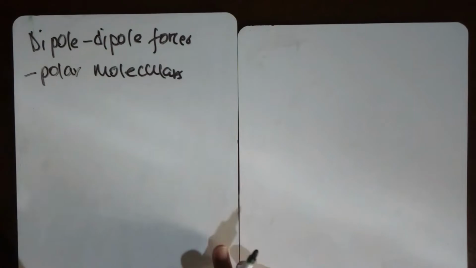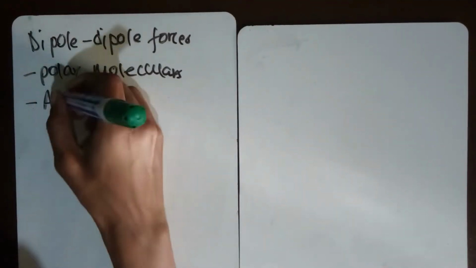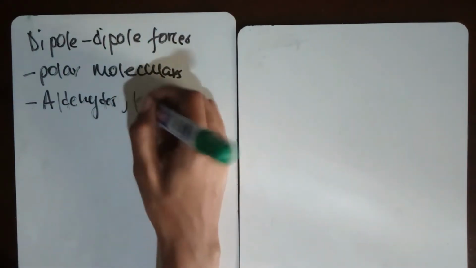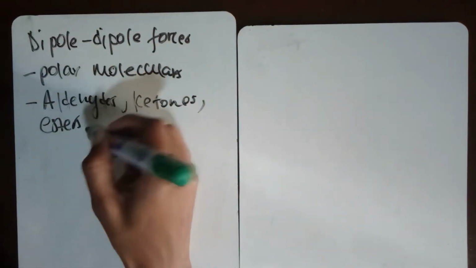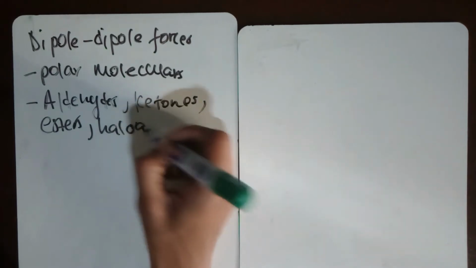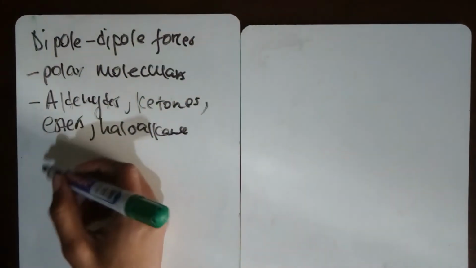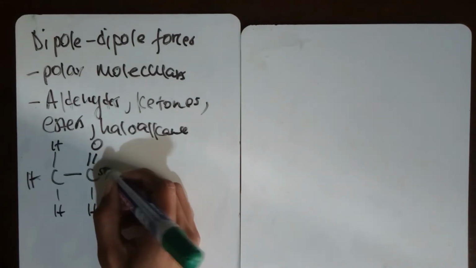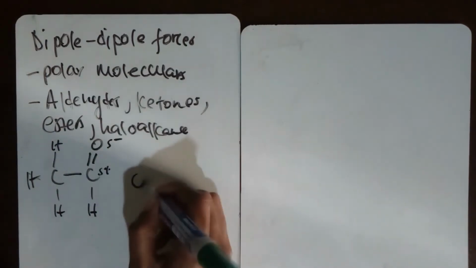Polar molecules can include all your aldehydes. So try to remember what aldehydes look like: ketones, esters, as well as haloalkanes. So for example, we may have an aldehyde like this one here, ethanol, right? And there's going to be a hydrogen, and then this part will be slightly positive, while this part is slightly negative. And then we may have another aldehyde.